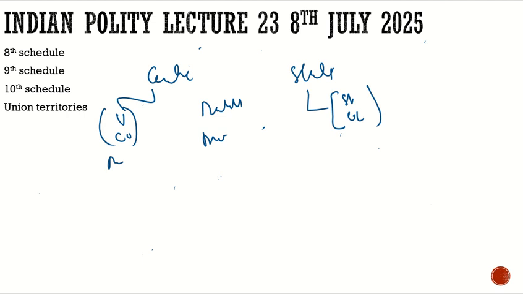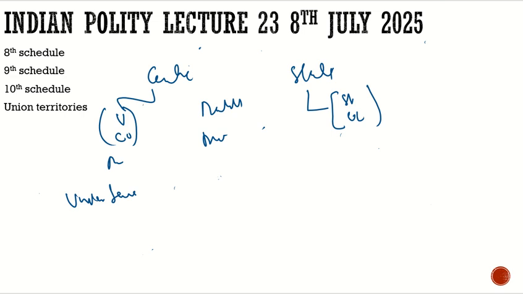We discussed all that, but at the same time, we have union territories too. These union territories are very unique. They are not similar to states. Their governance is different in different UTs.